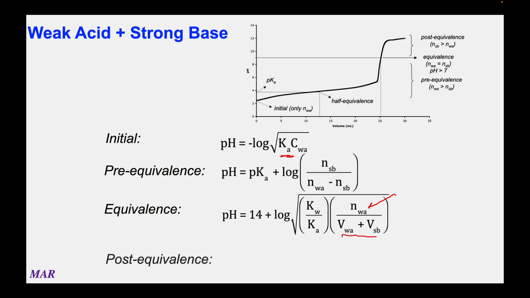volume. And then finally, at post-equivalence, you have a strong base left over. This looks a lot like the post-equivalence for strong acid, strong base, except instead of subtracting moles of strong acid, you're subtracting moles of weak acid, and of course adding volume of weak acid instead of volume of strong acid. But very similar. That's where the strong base dominates, and you're good to go.